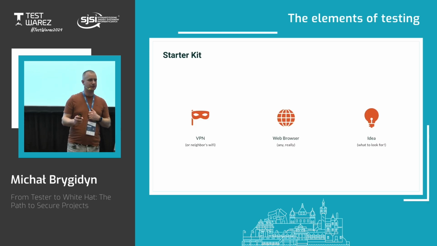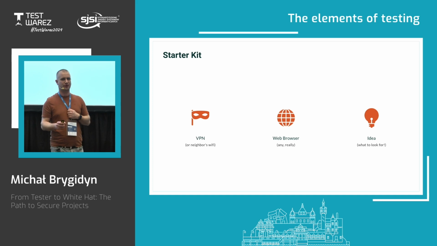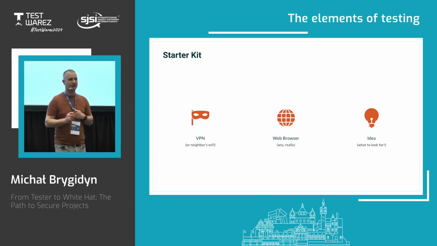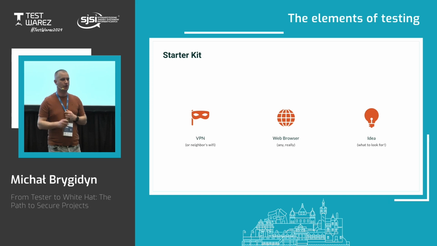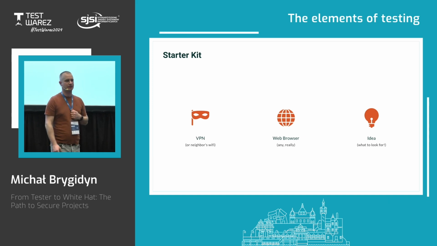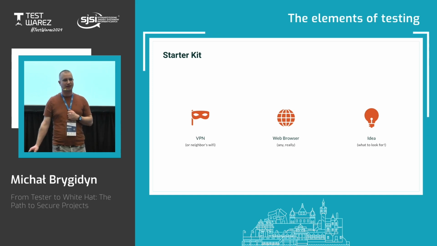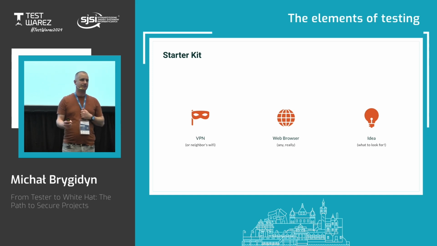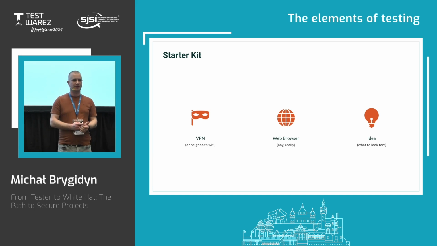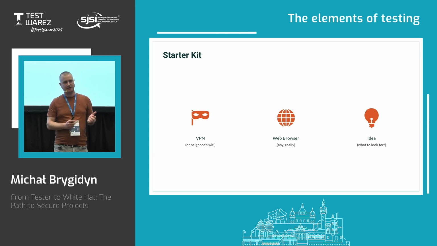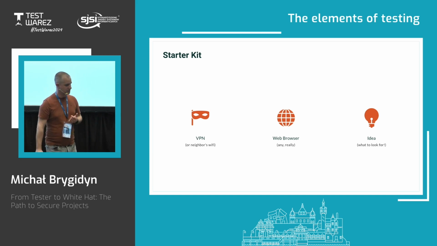Starter kit: do not do it from your IP, because not everyone is aware how white hats work. So a VPN is your friend, or some hotel Wi-Fi, neighbor's Wi-Fi, whatever. Any web browser, no paid tools, nothing like that, and an idea. If you already know that there is a vulnerability, you have an idea. So now just use it.